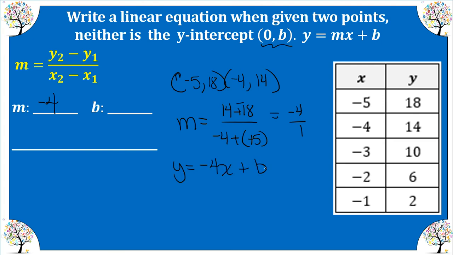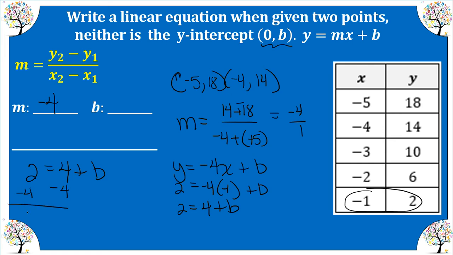So we have y equals -4x plus b. We don't know b. So we can choose any point. This time I'm just going to use -1, 2. So I'm going to plug in -1 for x, we don't know b. I'm going to plug in 2 for y. I'm going to multiply this, and now we're going to isolate b. I'm going to subtract 4 from both sides, and b is -2, so 0, -2 is the y-intercept. We put that together. y equals -4x minus 2.